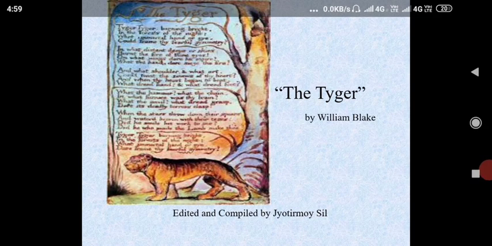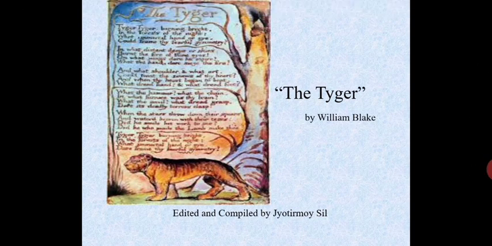Hello. We shall discuss The Tiger by William Blake. As you know, this is a companion poem to The Lamb. But The Lamb is in the Songs of Innocence and The Tiger is in the Songs of Experience. Songs of Innocence was published in 1789 and the Songs of Experience was published in 1794.